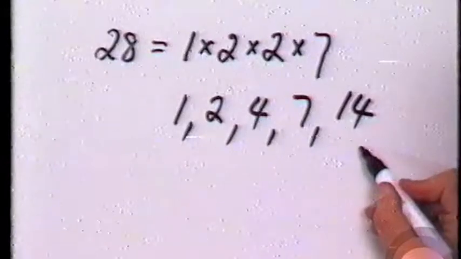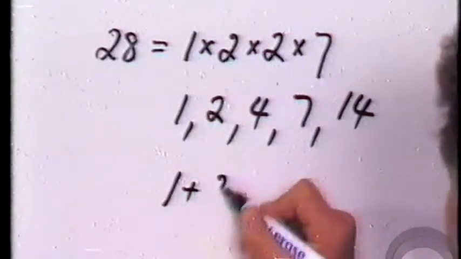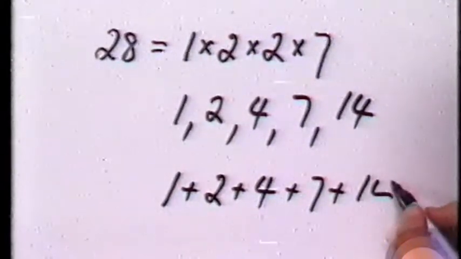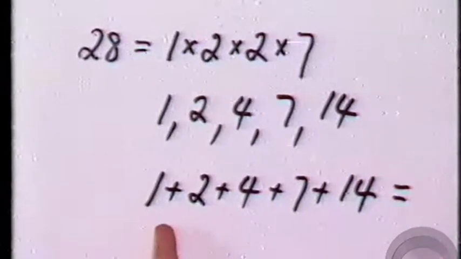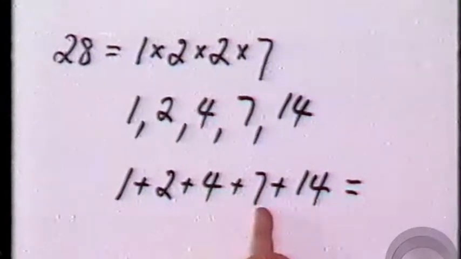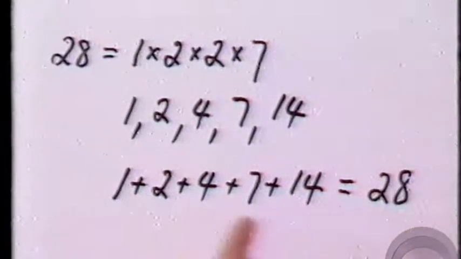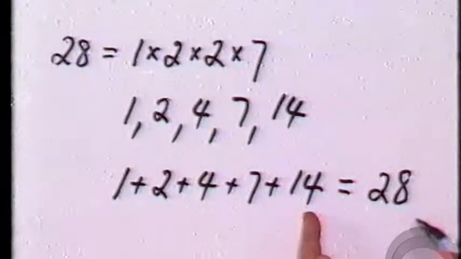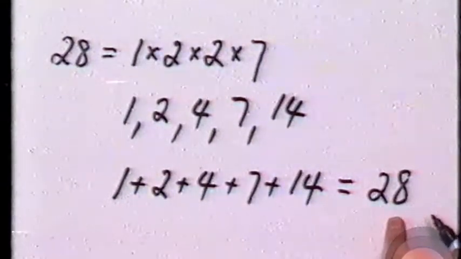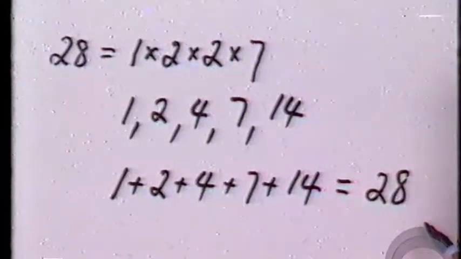If we now add all these numbers together, we get a sum, which is 1 plus 2 plus 4 plus 7 plus 14. If we add them up systematically, 1 and 2 is 3, plus 4 is 7, plus 7 is 14, plus 14 is 28. Well, what do you know? All the proper divisors of a number add up to equal the number itself. When that happens, we call such numbers perfect numbers.